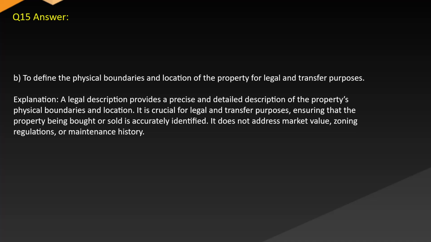Answer: B. To define the physical boundaries and location of the property for legal and transfer purposes. Explanation: a legal description provides a precise and detailed description of the property's physical boundaries and location. It is crucial for legal and transfer purposes, ensuring that the property being bought or sold is accurately identified. It does not address market value, zoning regulations, or maintenance history.